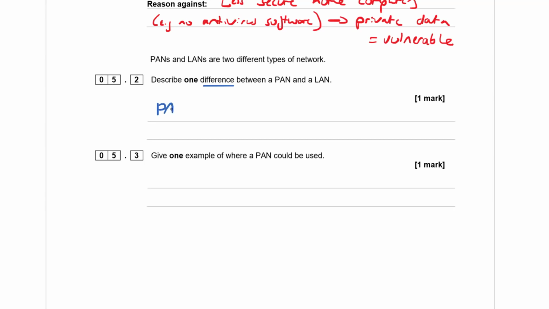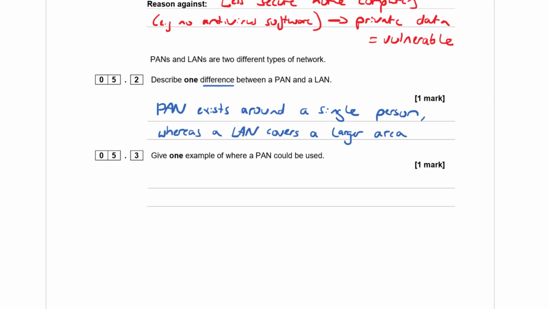So a PAN exists around a single person. So this is things like Bluetooth. Like you might have Bluetooth headphones. Maybe in your car, you're connected to your car's entertainment system, something like that. But you've got to obviously compare it to a LAN. And instead of the geographical difference, you could also say that a LAN is likely to be used by many people, or some people at least, rather than just a single person like a PAN.